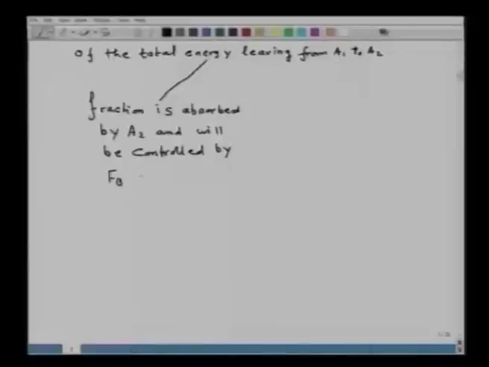This is the view factor between the surface A1 and A2, or in physical sense it is the fraction of the surface which is seen by A2 by the radiation which is coming from A1. So, when FB energy is absorbed, that means 1 minus FB is intercepted by AR.